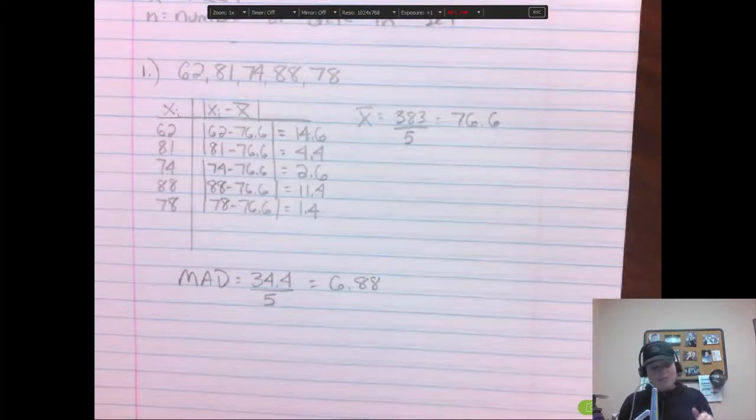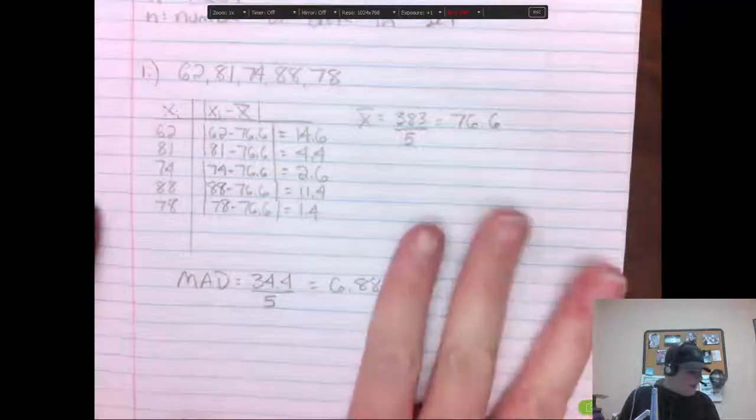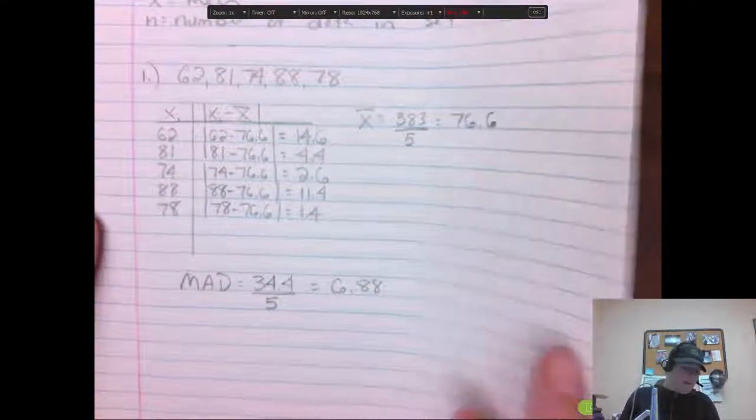My mean absolute deviation is 6.88, which is actually pretty small. So that's about how far you are away from the mean. That's the average distance you are from the mean. So that's kind of how you find the MAD, or the mean absolute deviation. It can be tedious, so you could use your calculators or Excel to kind of help you with the subtraction, or however you want to do that. So that is all that you have to know about the mean deviation.